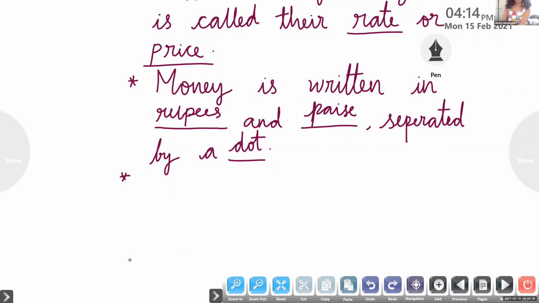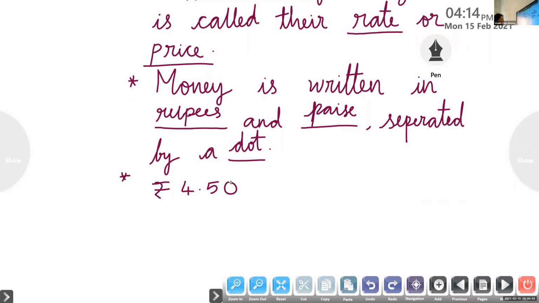Money is written in rupees and paisa separated by a dot. And we have the last point. Put the symbol of rupees, then write 4.50.